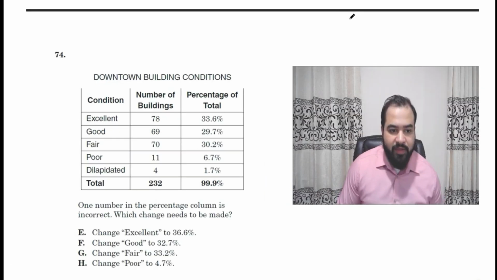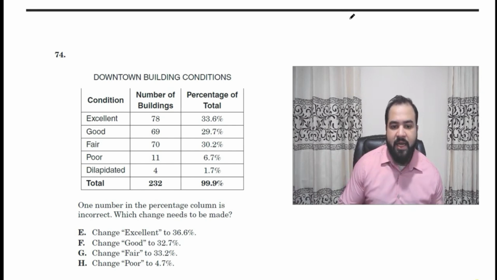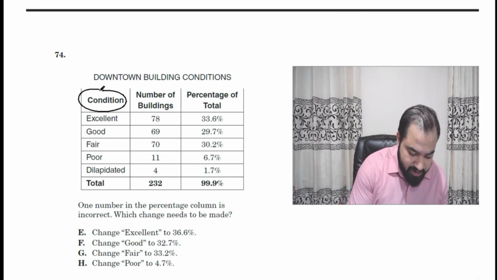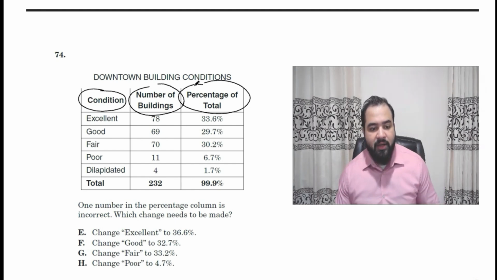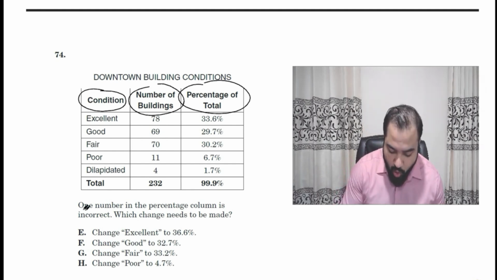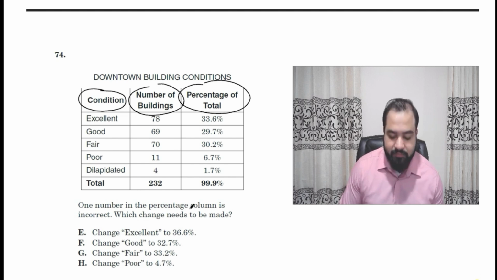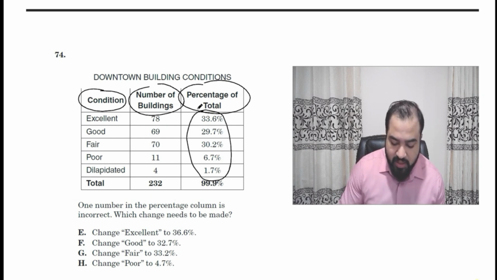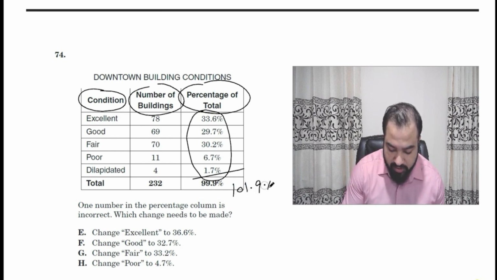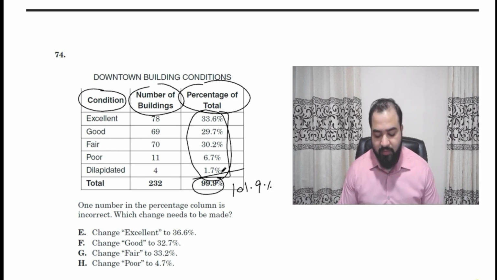So question number 74. It says downtown building conditions, and then it gave a chart with titles. We have condition, we have number of buildings, then we have percentage of total. So here the question is asking, one number in the percentage column is incorrect. Now what change needs to be made? There's something wrong with the percentage column. So look at this. This is the percentage column. If we add them all, we actually get 101.9%. But they said that the total is 99.9%. So among these, at least one of them needs to be reduced.